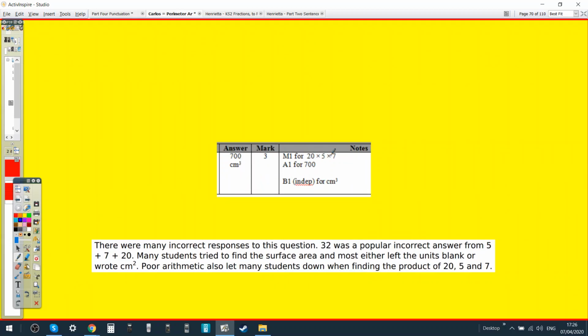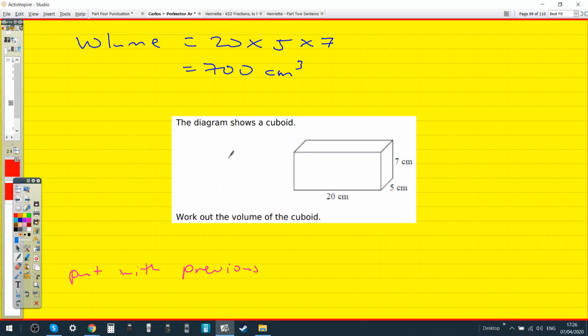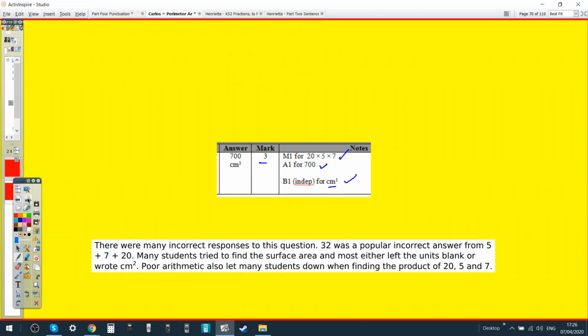So this is a 3-mark question, and it's a calculator question. You get 1 mark if you write down 20 times 5 times 7. You get 1 mark if you write down 700, and you get 1 mark if you write down centimeters cubed. For a non-calculator paper, if you forget to write down centimeters cubed, they don't seem to mind. But for a calculator paper, because the calculator is doing the work, to get the full marks you have to write down the unit. So just always write down the unit. Area, centimeters squared, volume, centimeters cubed, that type of thing.